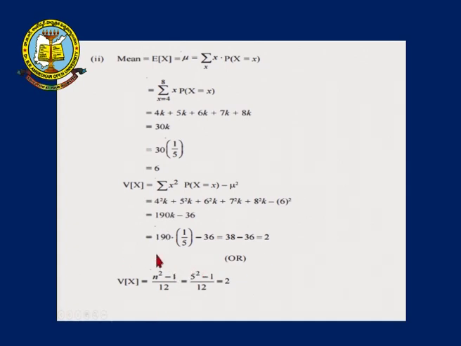But we know the formula also. What is the formula? n square minus 1 by 12. What is the n value? 5 square minus 1 by 12 is equal to 2.